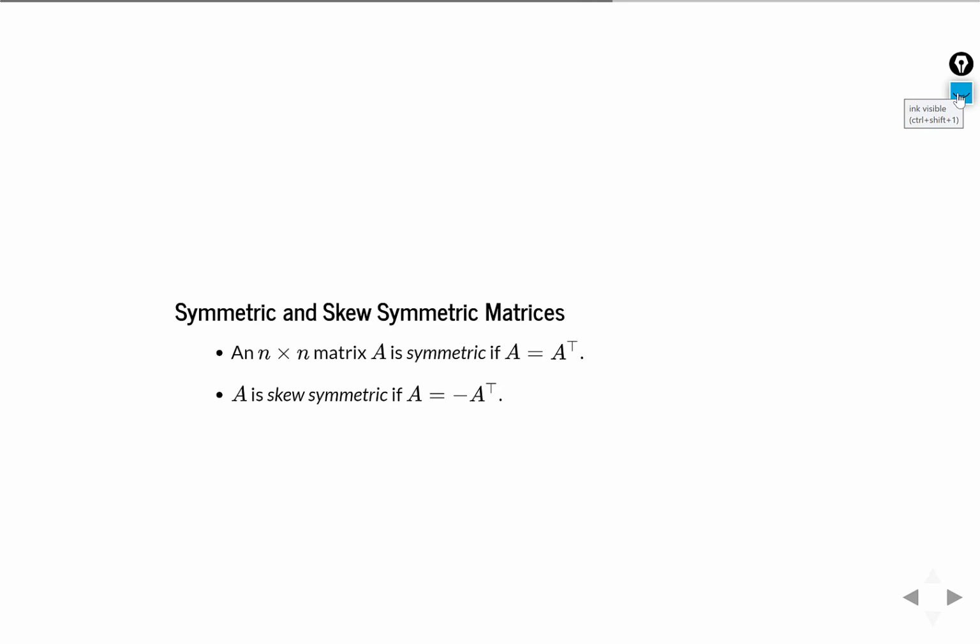So two special matrices are symmetric matrices and skew symmetric matrices. An n by n matrix A is symmetric if it equals its transpose. And we say A is skew symmetric if it equals the negative of its transpose.